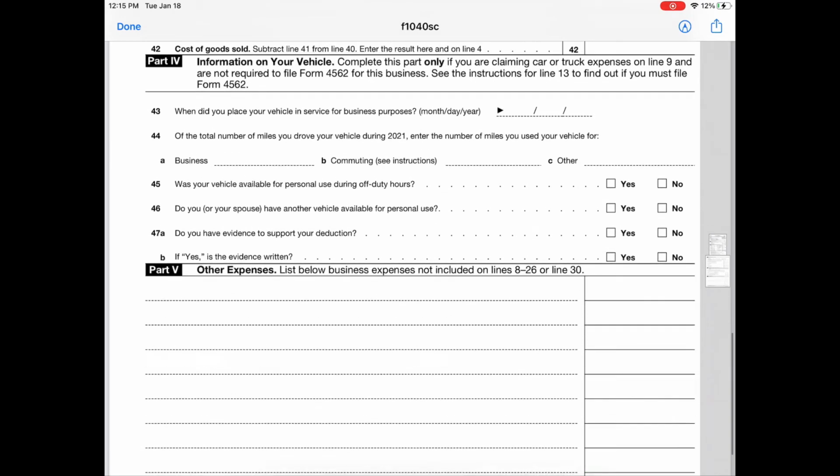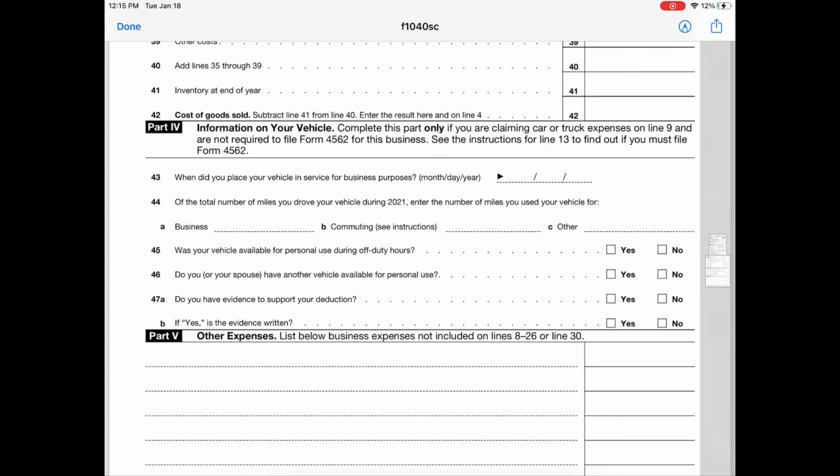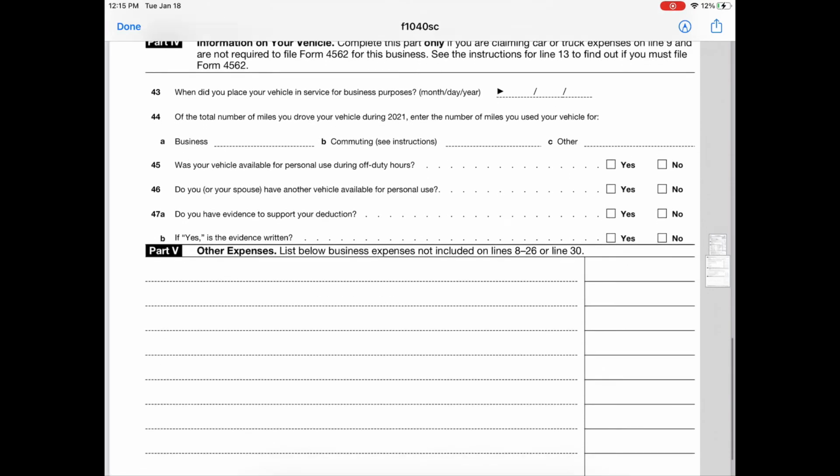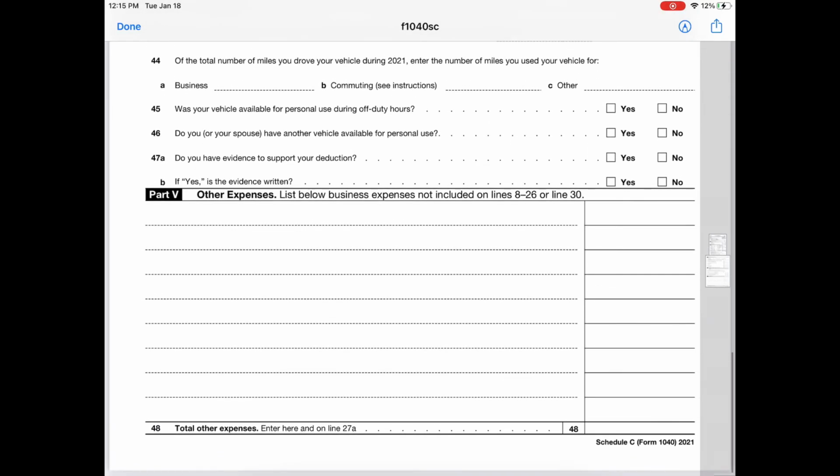Now, of course, for part 4, you would include things with your vehicle. If you, let's just say, have a company vehicle and you keep track of your mileage and things that you spend on the vehicle as far as maintenance, repairs, whatever, you want to make sure you notate things like that as well. And then for part 5, you can list other business expenses that are not included above.